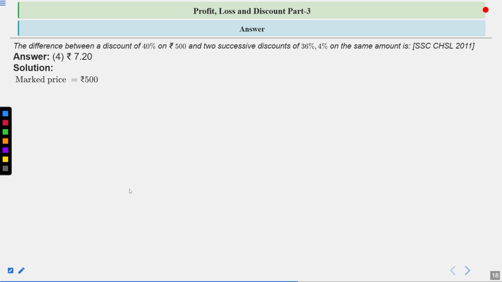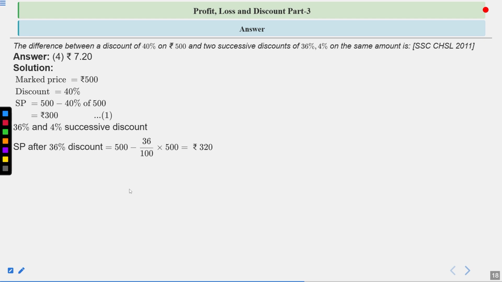The marked price is 500 rupees. Discount is 40%, so the selling price will become 500 minus 40% of 500, which equals 300 rupees. Now we can calculate the successive discounts of 36% and 4%. After the 36% discount, the selling price will become 500 minus 36% of 500, which equals 320 rupees. Now again we give the 4% discount on 320 because this is a successive discount. So the selling price after the 4% discount will become 320 minus 4% of 320.